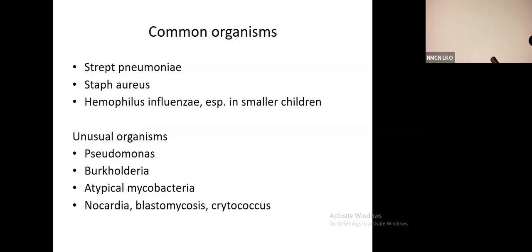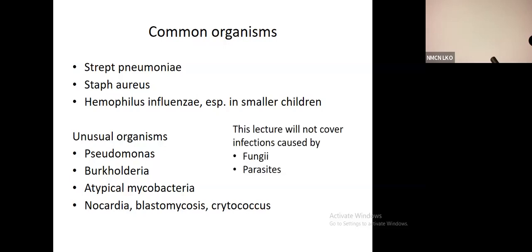Unusual organisms for skin and soft tissue infection: Pseudomonas, Burkholderia, atypical mycobacteria, Nocardia, Blastomyces, Cryptococcus. I don't know how many of you attended our PCR. Burkholderia is becoming more and more common. You see an abscess and it goes to pneumonia, it is an infection, and you will be treating it as Staph aureus, but it could be Burkholderia. So just be careful. Melioidosis is on the rise. Haemophilus influenzae in small children and elderly people, right?